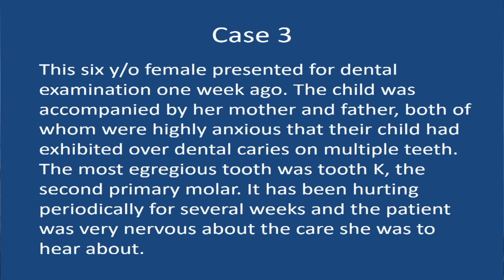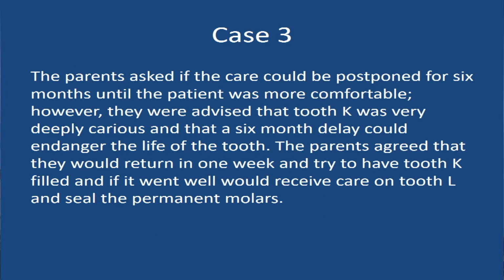So the most egregious tooth here was tooth number K, the second primary molar. It's been hurting periodically for several weeks, and the parents were very anxious and nervous about the care she was to hear about. The parents asked if the care could be postponed for 6 months until the patient was more comfortable. However, they were advised that tooth number K was very deeply carious and that a 6-month delay could endanger the life of the tooth. The parents agreed that they would return in 1 week and try to have tooth number K filled, and if it went well, would receive care on tooth number L and seal the permanent molars.